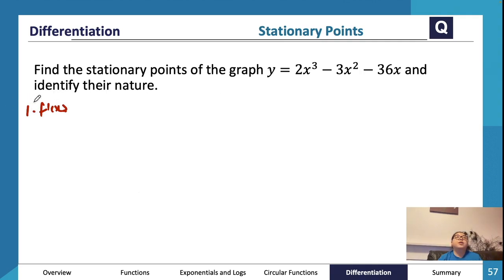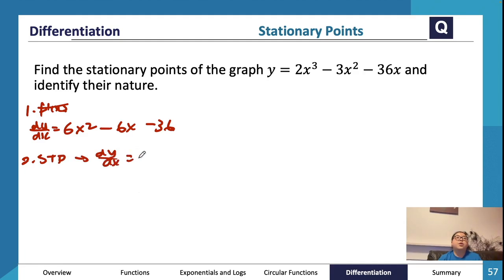So if we try and find what f dash of x here is, or more appropriately dy dx here, because everything's in terms of just y, it will just be 6x squared, so we took down the power, reduced the power by 1, minus 6x, so take down the power, reduce the power by 1, and then minus 36. Now we're going to try and find the stationary point, so that means that dy dx equals 0. So we'll have 0 equals 6x squared minus 6x minus 36.